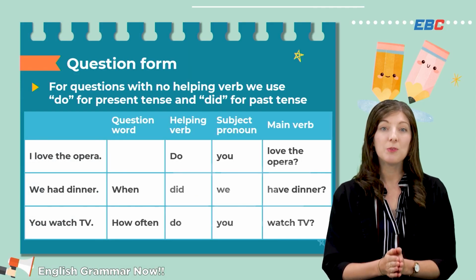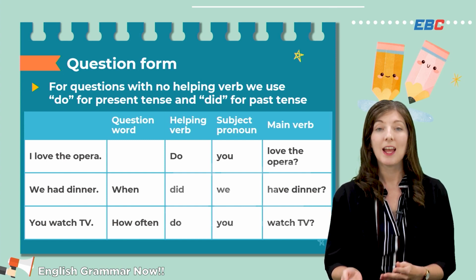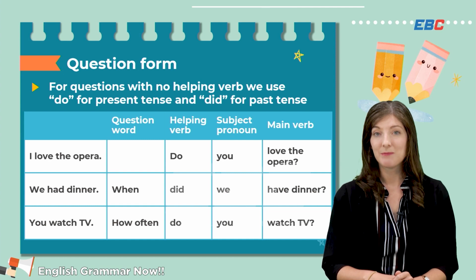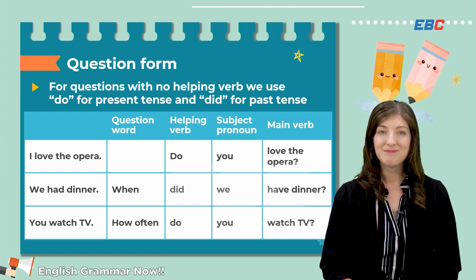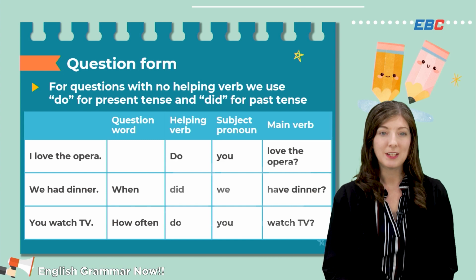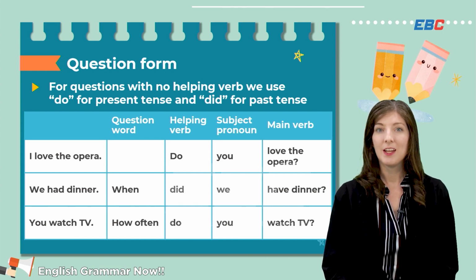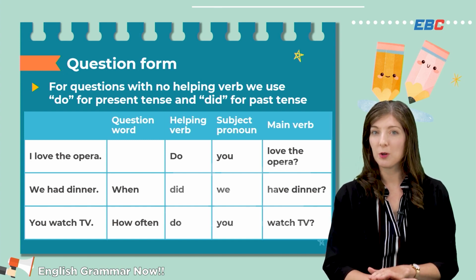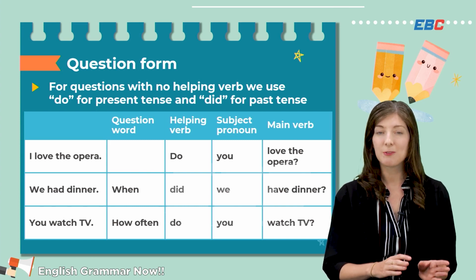For questions that do not have a helping verb, we use do in the present tense and did in the past tense. Here's some examples of that. I love the opera. Do you love the opera? We had dinner. When did we have dinner? You watch TV. How often do you watch TV? You can see that as well as changing the order of those words, we often add a question word at the beginning of our question.